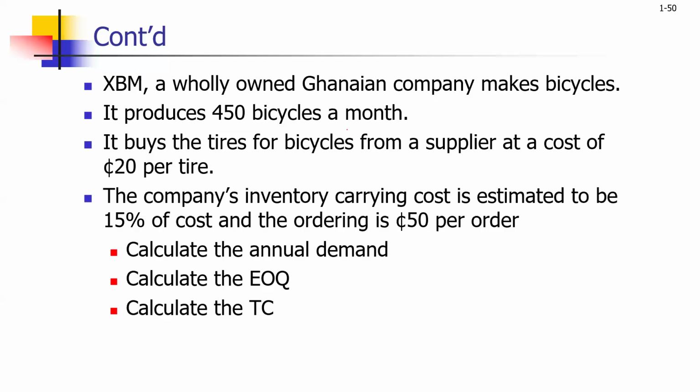So there's another example here, for a company that makes bicycles. It produces 450 bicycles a month. That's the production. It buys the tires for bicycles from a supplier at a cost of 20 per tire. The company's inventory carrying cost is estimated to be 15% of cost, and the ordering cost is 50 per order. Calculate annual demand, calculate EOQ, calculate total cost.